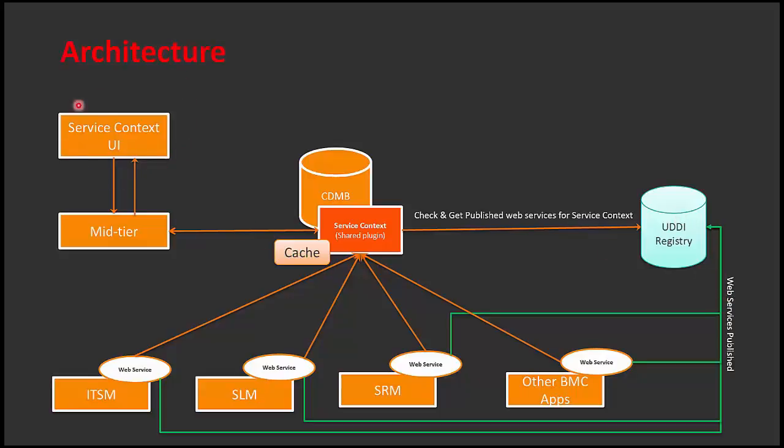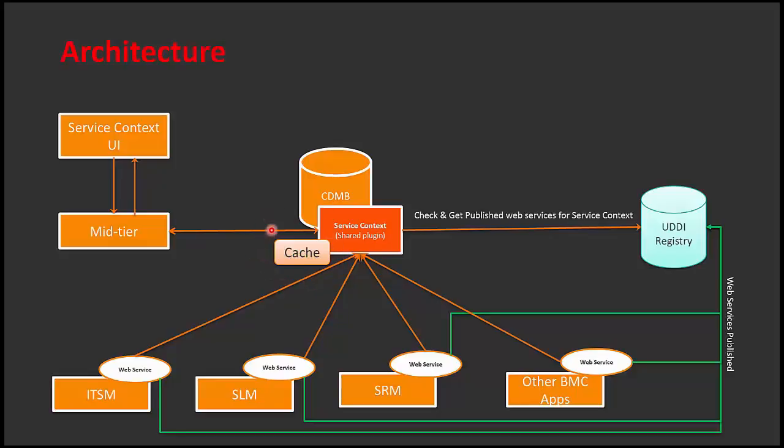Whenever a service context UI launch request comes to the plugin via mid-tier, it checks for all the registered web services by various applications, connects to them via web service, fetches the required data and serves it back to the UI. Once it fetches data from an application, it is stored in a cache for 5 minutes, and for the next request which comes within 5 minutes, the data is served from cache.